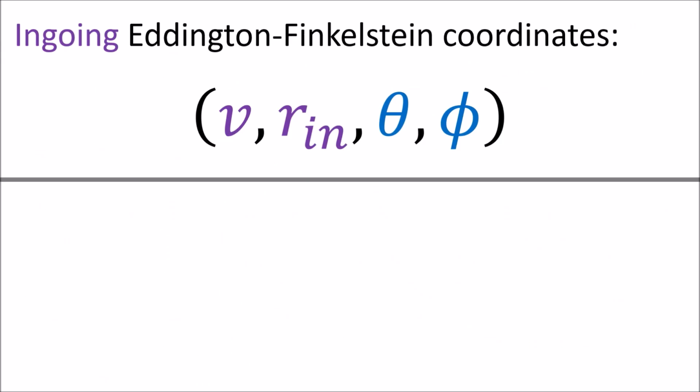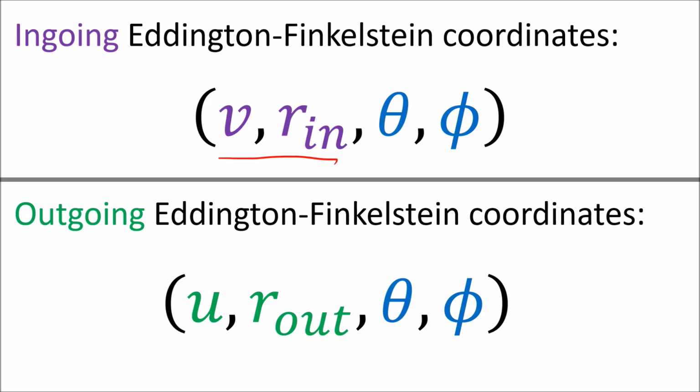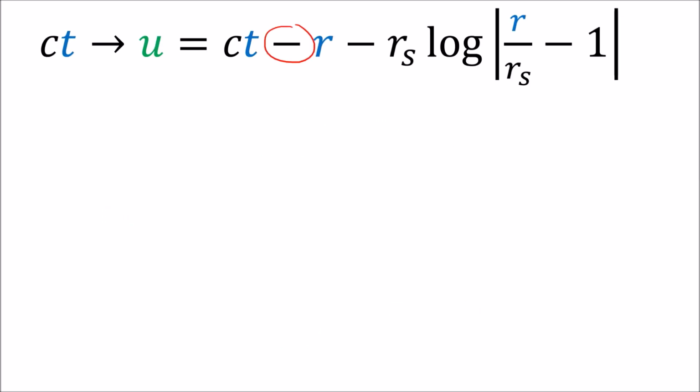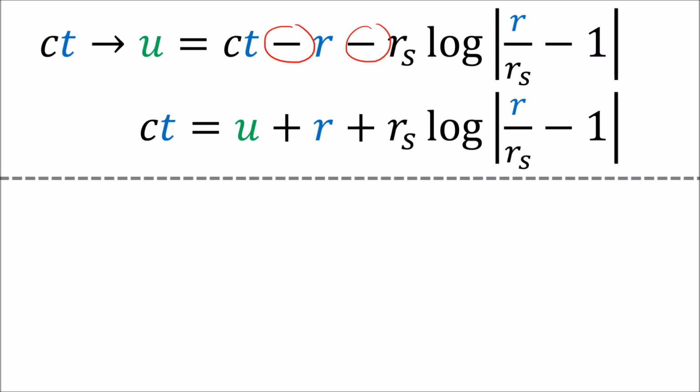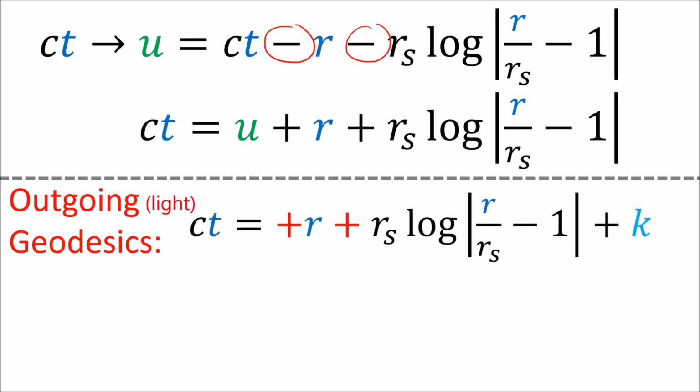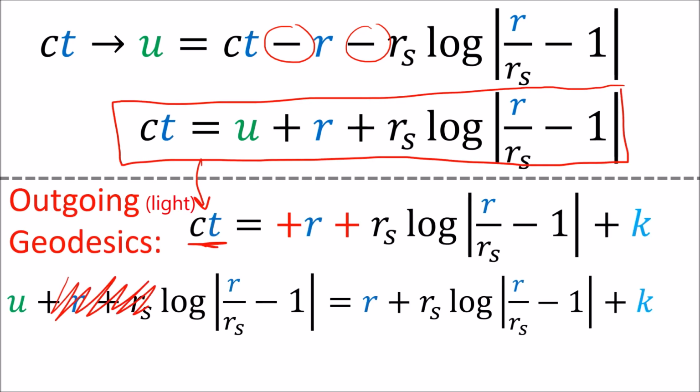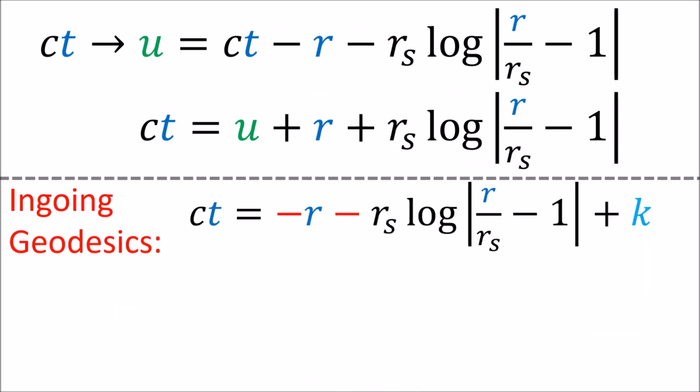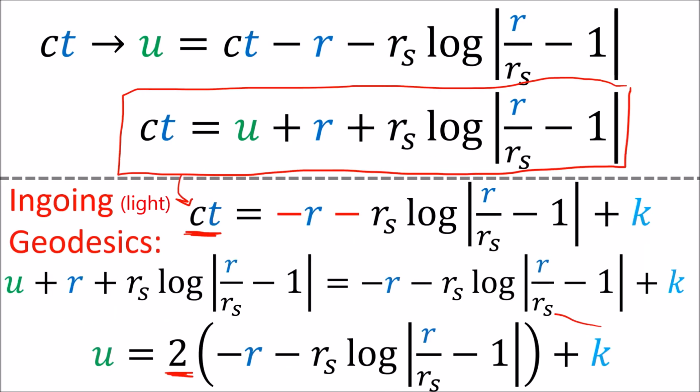Now, what I just showed you is called the ingoing EF coordinates, V and Rn, because the coordinate lines match up with ingoing light beams. But we could do a similar trick for outgoing light beams to get the outgoing EF coordinates, U and R out. And we do this by shifting the CT coordinate using subtraction instead of addition. You can check that, using this change of coordinates, outgoing light beams have a constant U coordinate, and ingoing light beams look like this. And note that they are not defined at the event horizon.